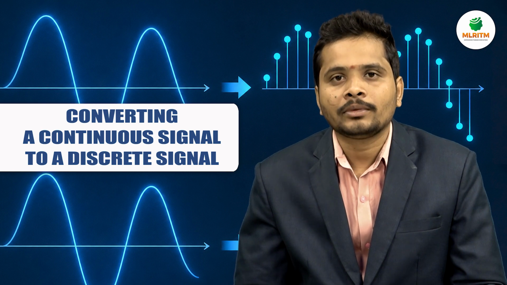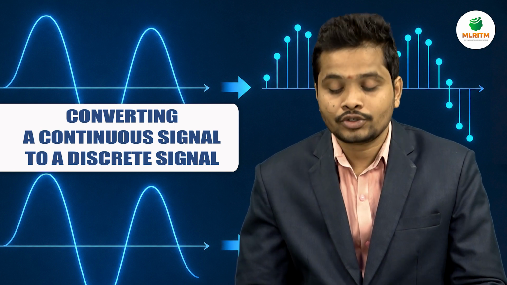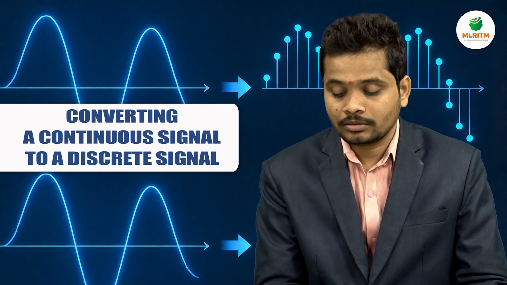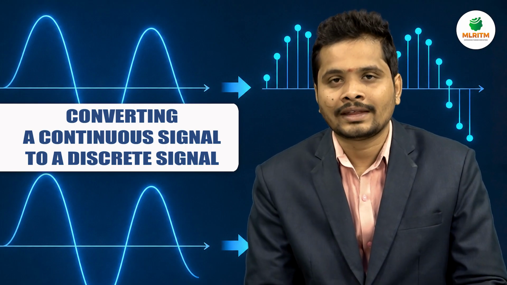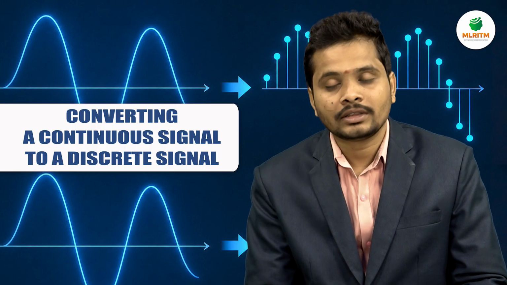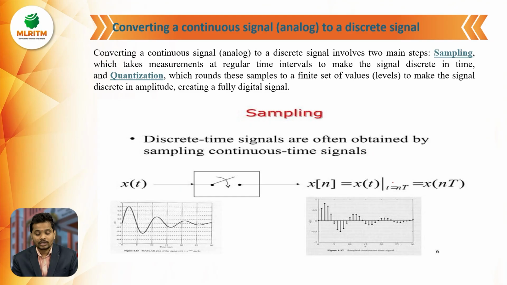Now we are coming to converting a continuous signal, an analog signal, to a discrete signal. How will it convert? Converting a continuous signal to a discrete signal is nothing but sampling. Sampling is a technique used to convert a continuous signal into a discrete signal. For that purpose, we have a circuit called a sampling circuit.